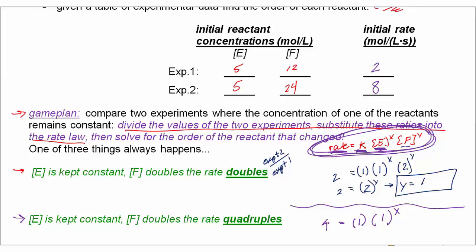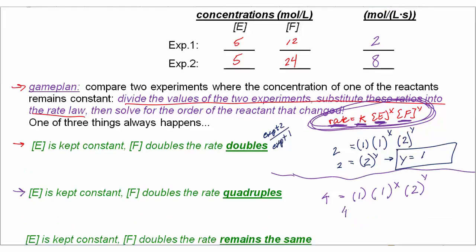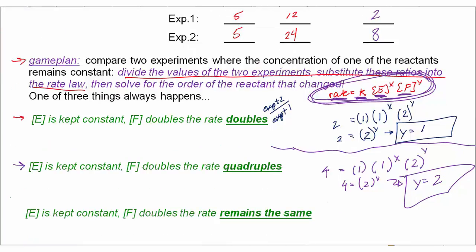Okay. Now I divide the concentration of F in each experiment. 24 divided by 12 is 2. Have to raise it to the y, though. Okay, so now my equation looks like this. I get 4 equals 2 to the y. So that means y has to be, what? 2. Okay, that's the second possibility of what's going to happen. One more here.